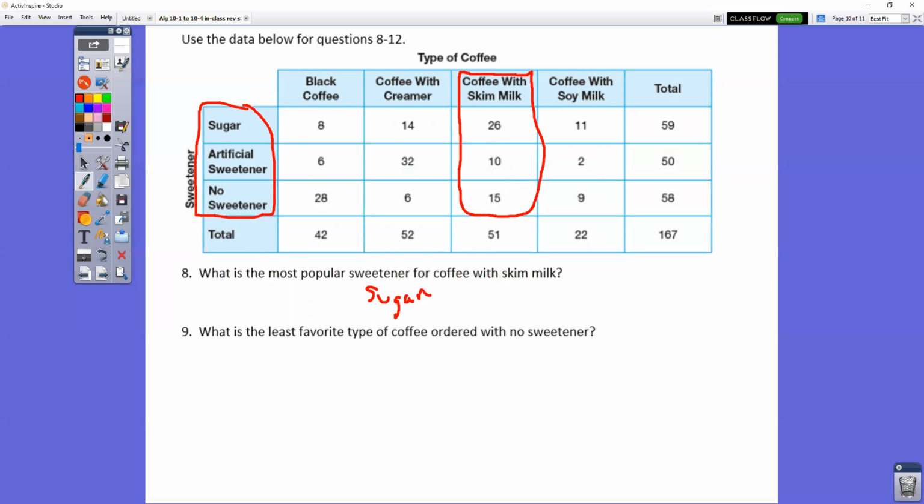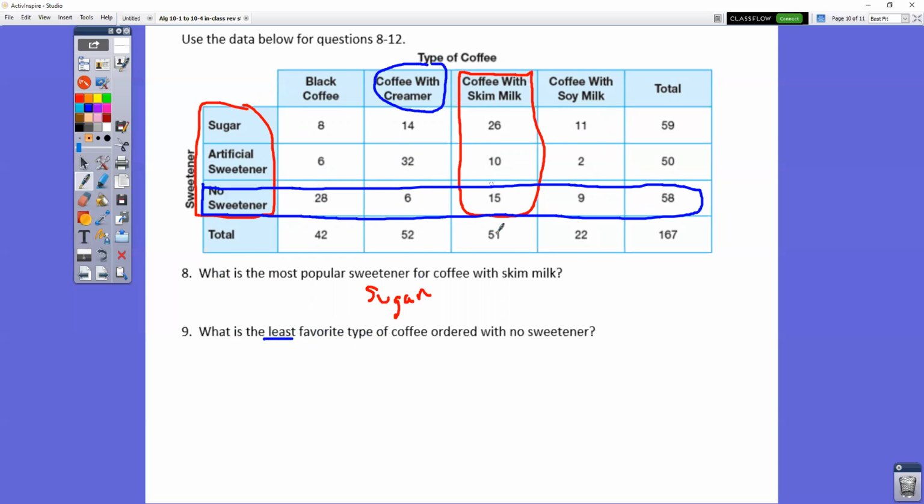What is the least favorite type of coffee ordered with no sweetener? No sweetener is this blue row. That's all the no sweetener. So, which is the least favorite type of coffee? The 6 is the lowest, so it would be the coffee with creamer.